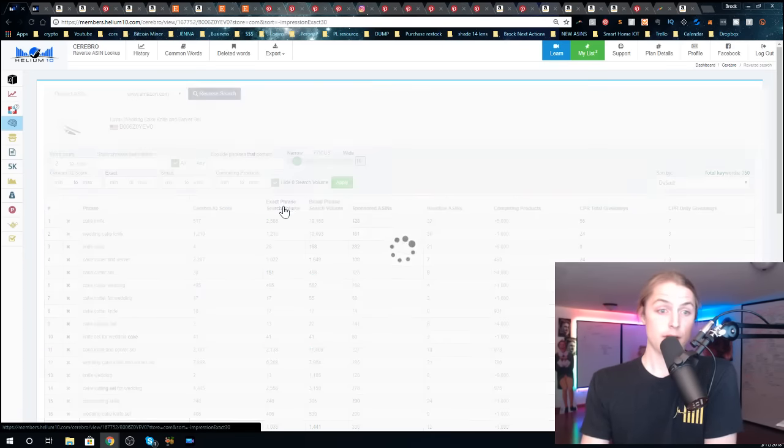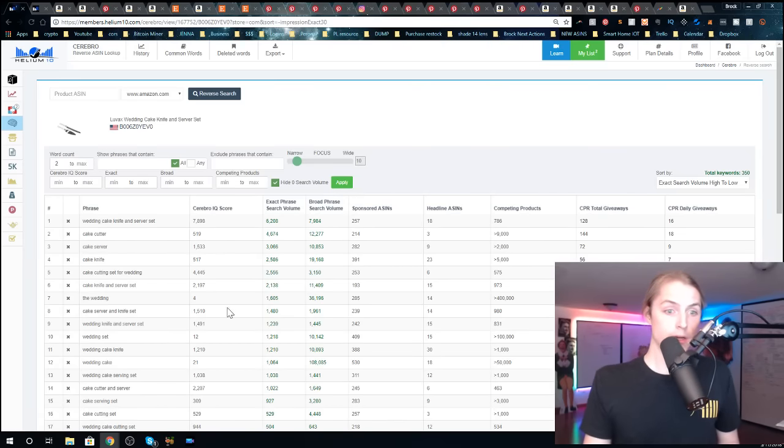Cake knife, maybe that's a word. Wedding cake knife and server set. Cake cutter. Cake cutting set for wedding. Cake knife and server set. Okay, so if you look at this, wedding knife and server set. So cool, look at this.